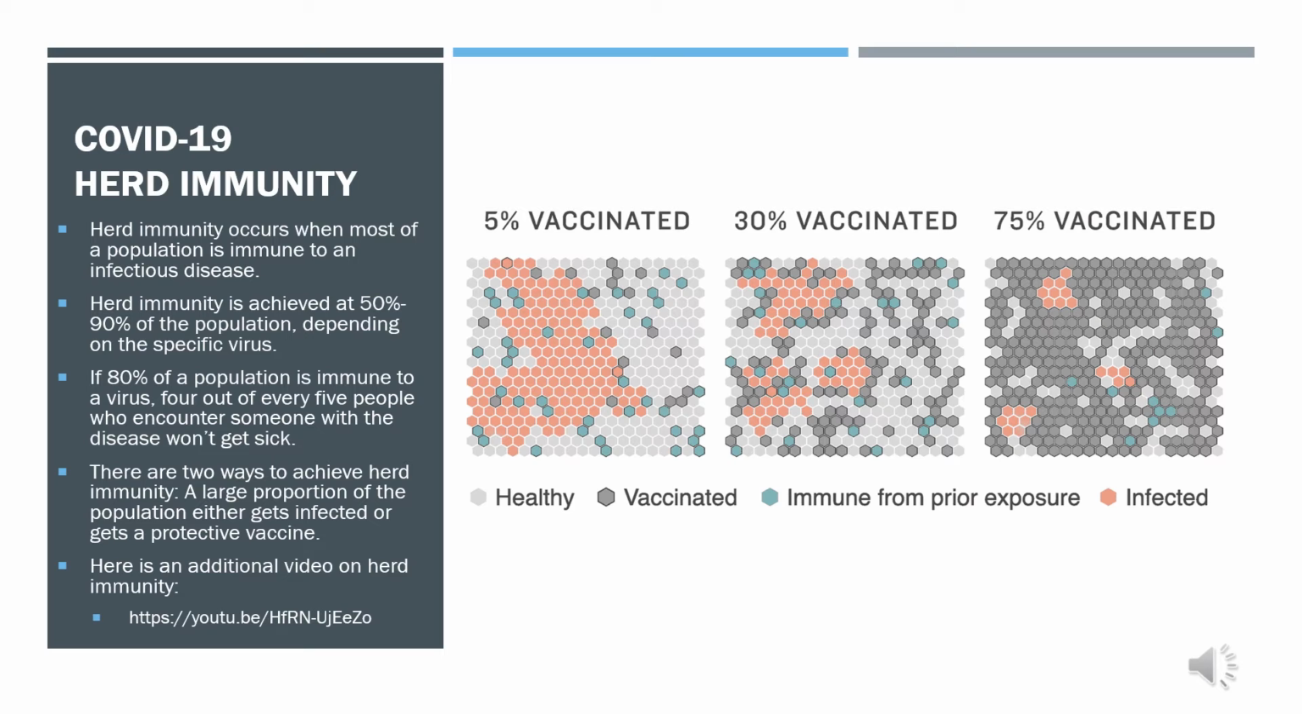There are 2 different ways to achieve herd immunity. A large portion of the population either gets infected or gets a protective vaccine. The graphic here shows what it looks like with different percentages of people having been vaccinated and how that distribution looks for infected people versus uninfected people.